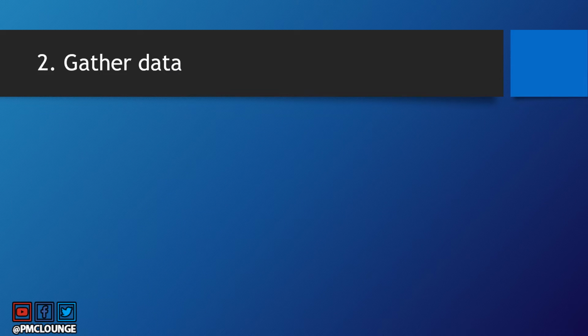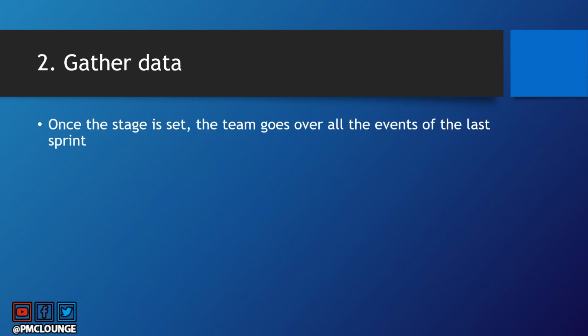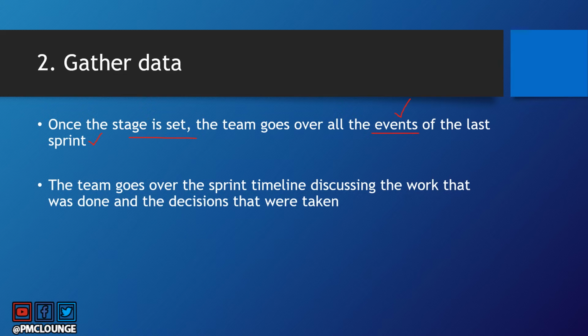Okay, number two is gather data. This is the second step in a retrospective. This is the second thing that you do in a retrospective meeting. Once the stage is set, the team goes over all the events of the last sprint. These events could be just the meetings, or the milestones of the release, however you define an event. But essentially, in the gather data step, you want to go over all the events of the previous sprint.